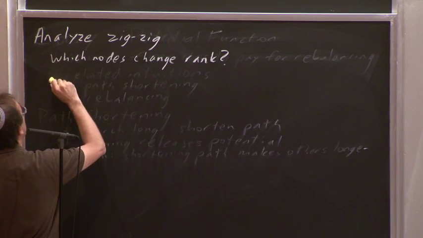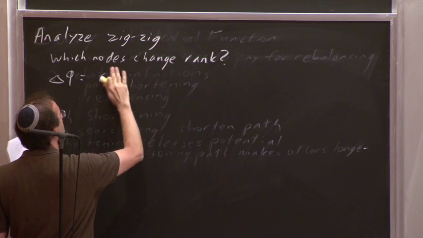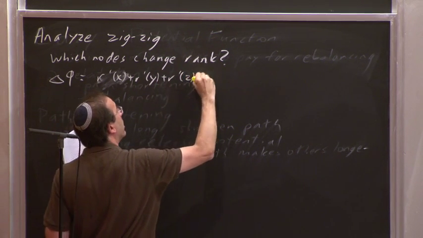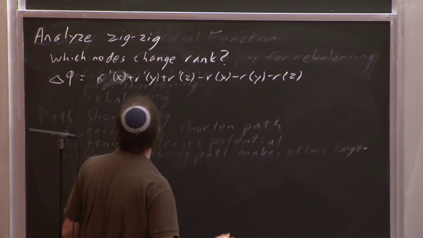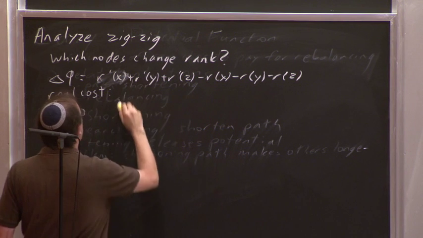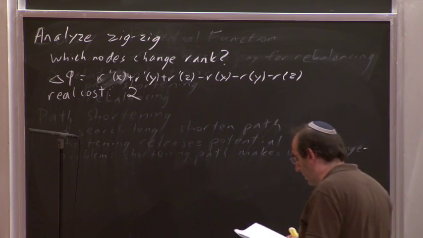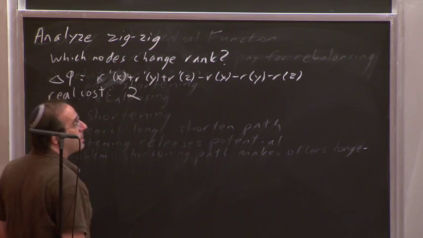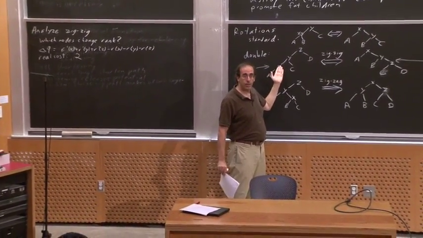So in fact, the change in phi is equal to r prime of x plus r prime of y plus r prime of z minus r of x, r of y, and r of z, right? We also have the real cost. And the real cost, we're going to measure in rotations. So we're going to say that the real cost is 2, because we do two single rotations. But we can use whatever constant we want. And we need to argue that in an amortized sense, the change is basically the difference in ranks between the rank of the whole subtree and x's rank down here.